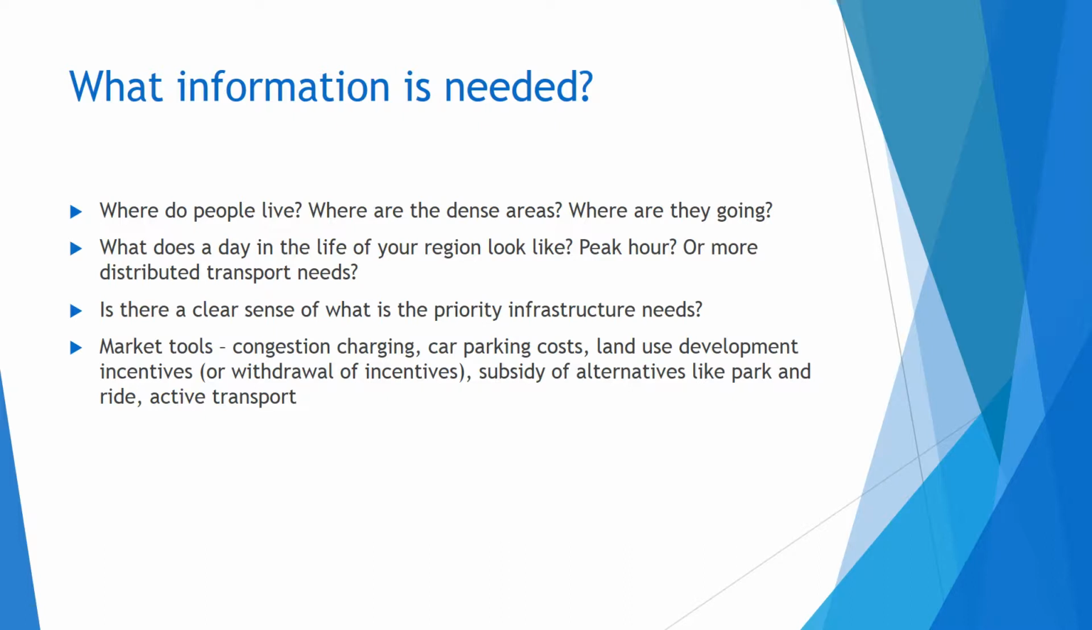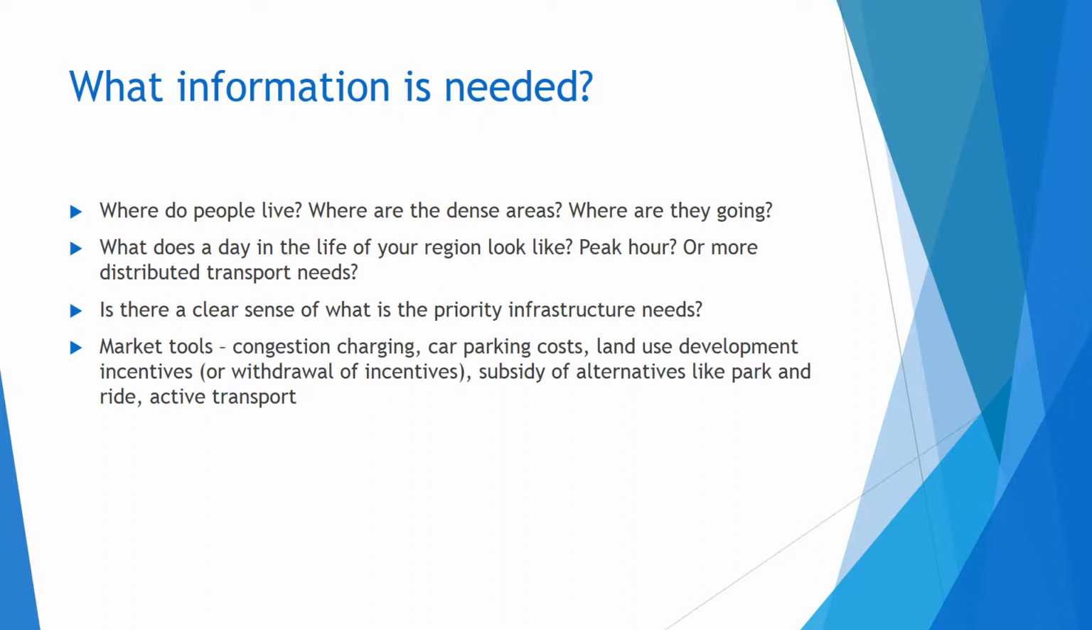Information is needed around what the daily life requirements are. So is there a very concentrated peak of movement? How distributed is a transport movement? So some of this information will come from automated data collection from, say, vehicle counters. But again, some of it might need to be collected manually.